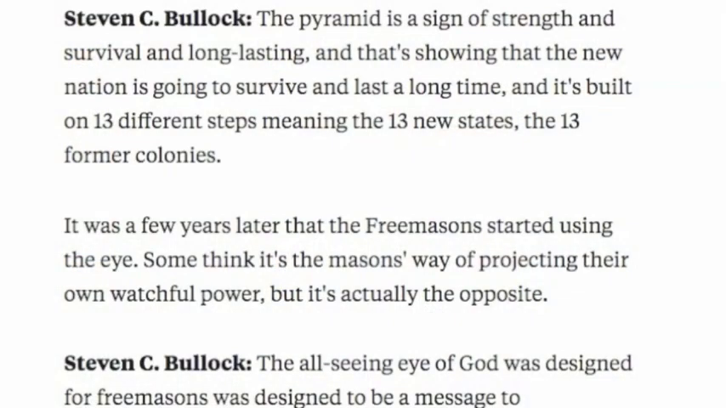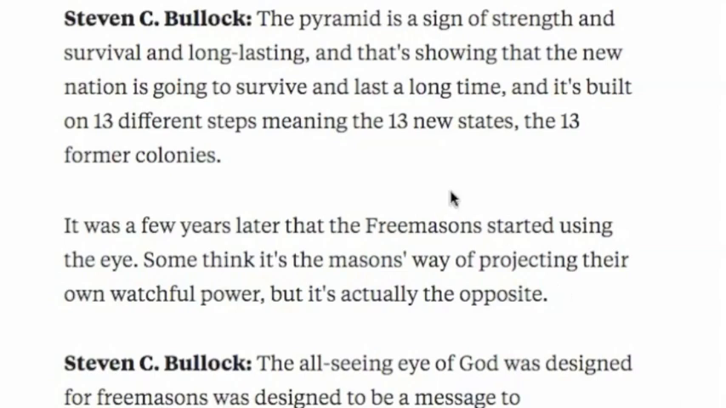Now, I can't do a story on BS backstories and official stories without covering one of my favorites, my all-time favorite, the Eye of Providence. And no matter what website you go to, Wikipedia, it's all the same bullcrap. This is from Business Insider. And you want to laugh? I mean, Business Insider, they all say the same thing.